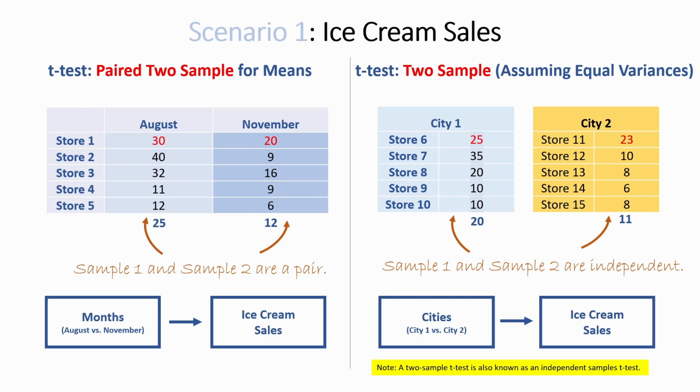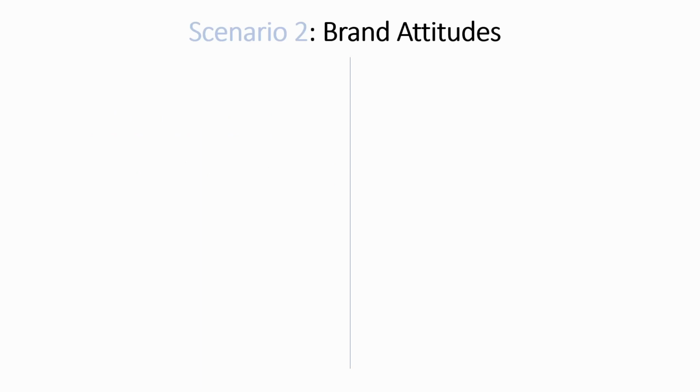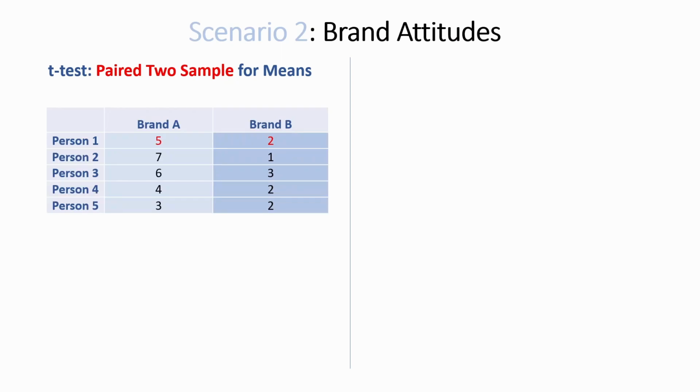I call it ice cream sales. Let's look at another scenario to better understand the differences between these 2 types of t-test. I call it the brain additive scenario. So let's look at the t-test paired 2 sample for means. Again, this is a hypothetical data set, namely I randomly generated this data set for the purpose of this tutorial. That means it's not a real data set.